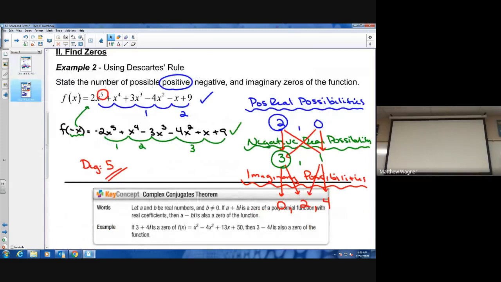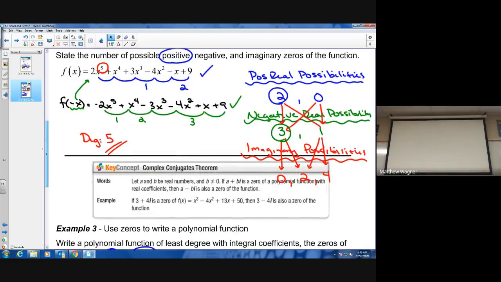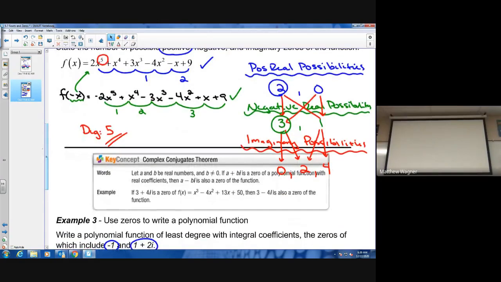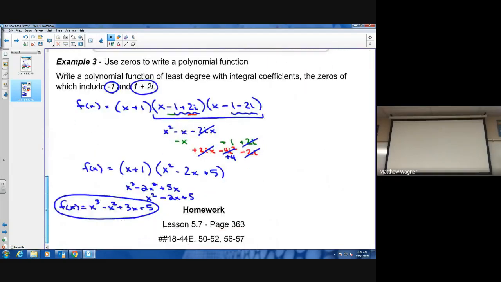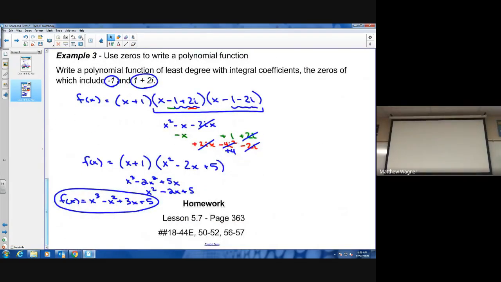Secondly, looking at Descartes' rule, we want to count the number of sign changes in the original function, and when we plug in negative x, we can use those answers to determine the possible real roots on our graph, and furthermore, the possible imaginary roots. And then the last thing we looked at is, when given answers, come up with the polynomial function that goes with those. So kind of working backwards as far as things go.